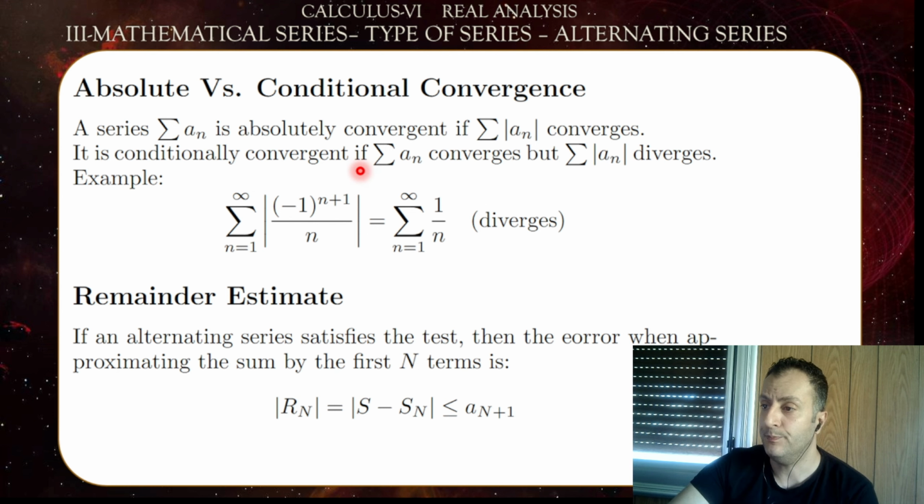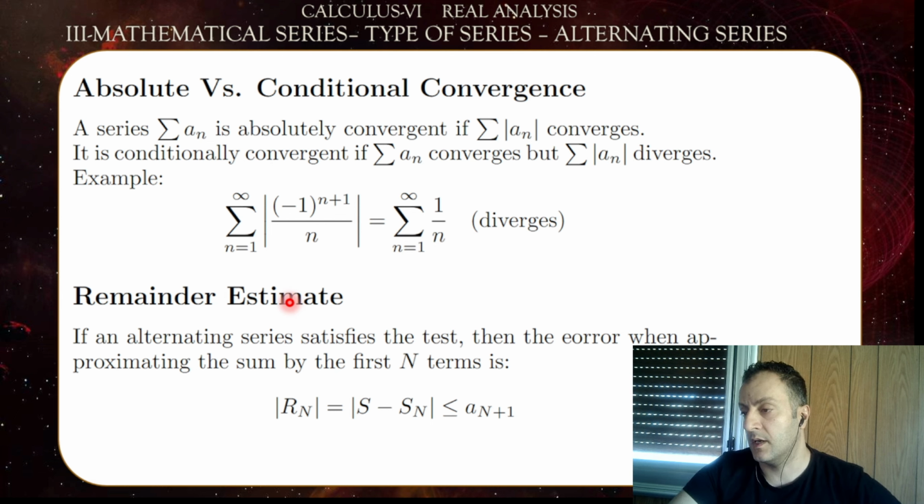As an example, you have sigma n equals 1 to infinity of minus 1 to the power of n plus 1 divided by n, in absolute value. It would be equal to the absolute value of minus 1 to the power of n plus 1. It doesn't matter what n is, it becomes plus 1. So it equals sigma n equals 1 to infinity of 1 divided by n, which diverges. Hence, it is conditionally convergent.